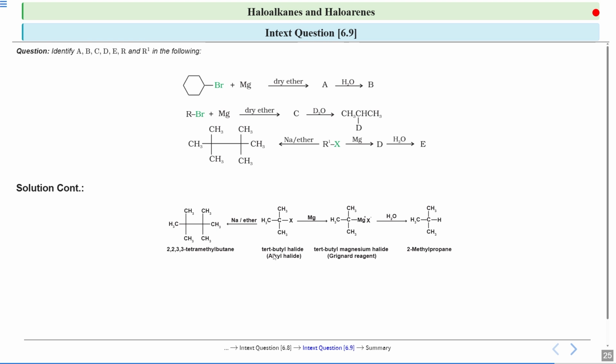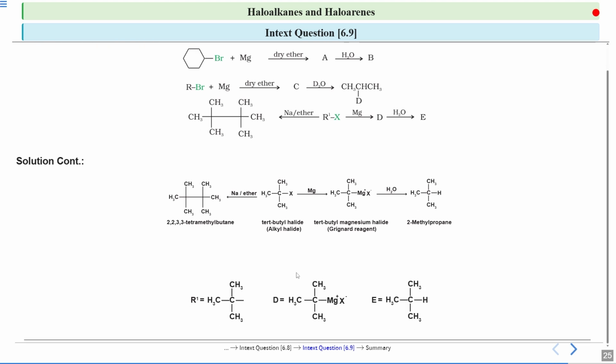So your R1 is this tertiary butyl group reacting with magnesium. You are getting a Grignard reagent, which is your D product, and then it is reacting with water molecule, and you are getting alkane, 2-methyl propane. This is your E group. So you can say that R1 is this tertiary butyl group, D is your Grignard reagent, which is tertiary butyl magnesium halide, and E is your alkane, that is 2-methyl propane. Okay, so this is how you can identify A, B, C, D, E, R, and R1.